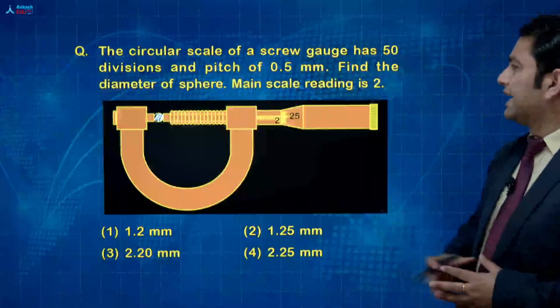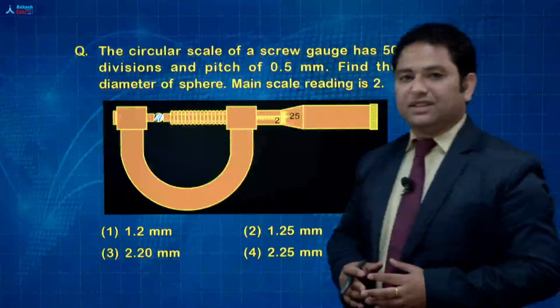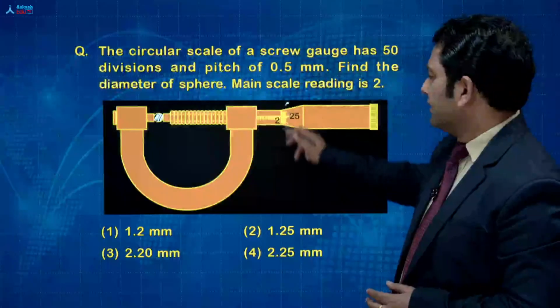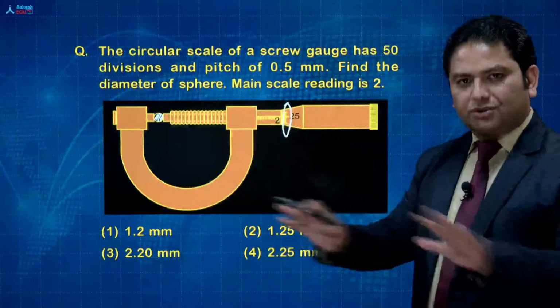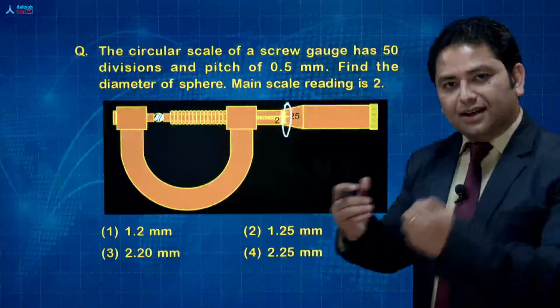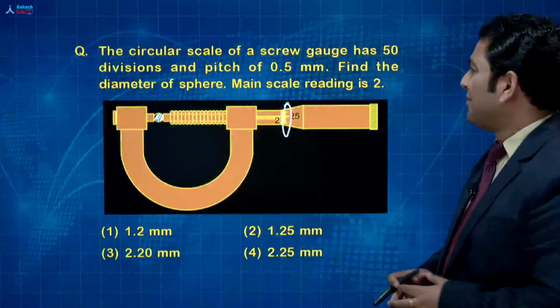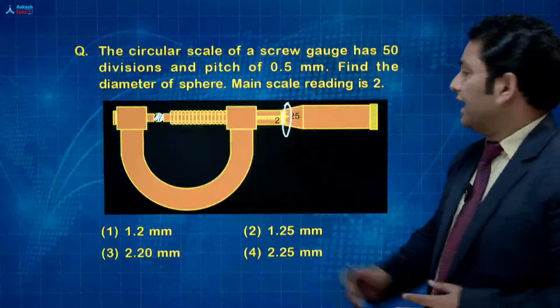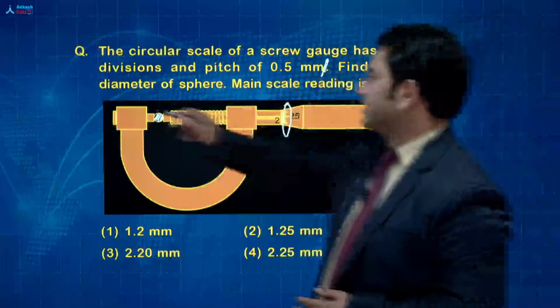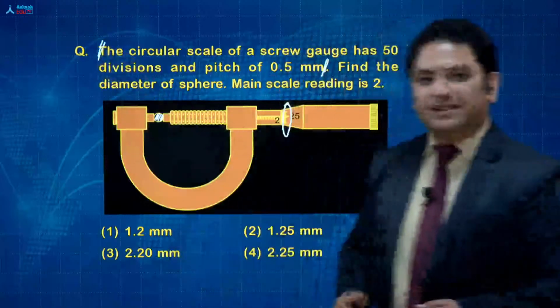The circular scale of a screw gauge has 50 divisions. Here is the circular division and they are total 50. This 25, you just neglect for now, not that you have to neglect it forever. And the pitch is 0.5 millimeter. Okay, I think on the basis of this much data we can calculate the least count.